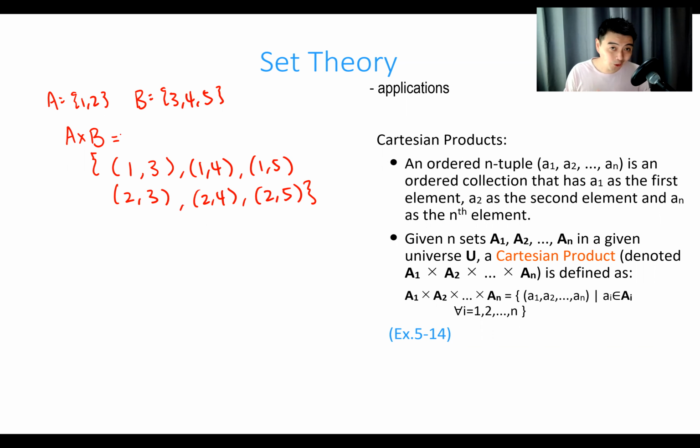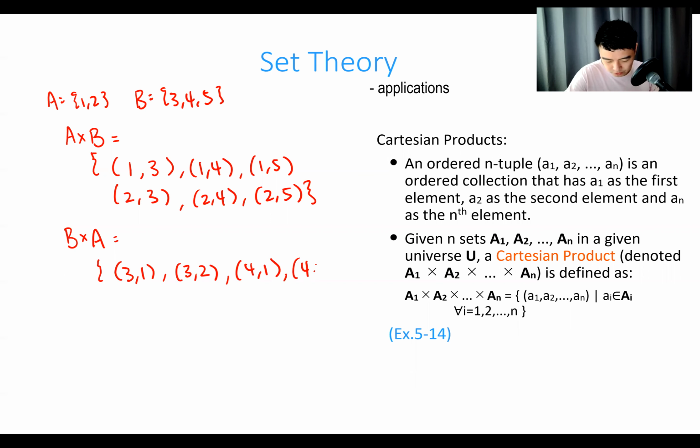Now, of course, the order here does matter. A cross B is not the same as B cross A, because B cross A would mean that the first element comes from B, the second element comes from A. So here we would have (3, 1), (3, 2), (4, 1), (4, 2), (5, 1), and (5, 2). Notice, unlike sets, the tuples, these round brackets, do have order. Saying that we have a tuple (1, 3) is different than saying that we have a tuple (3, 1). Those are different things.